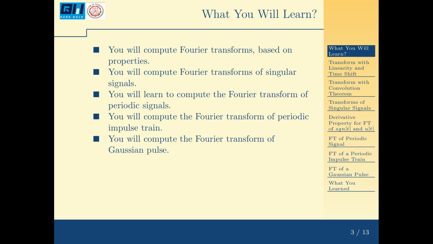So your learning outcomes are: you will compute the Fourier transform based on properties. Then you will compute the Fourier transforms of singular signals like u(t), sgn(t), etc. Then you will learn to compute the Fourier transform of periodic signals. Then you will compute the Fourier transform of periodic impulse train. This will be very useful to you later when you reconsider the sampling of signals. Then in the end you will compute the Fourier transform of Gaussian pulse.